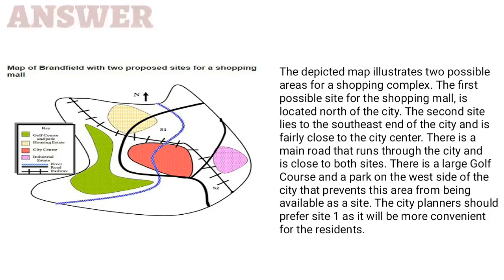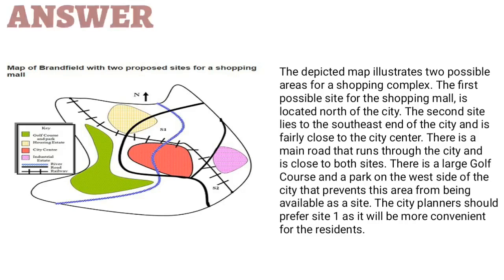The depicted map illustrates two possible areas for a shopping complex. The first possible site for the shopping mall is located north of the city. The second site lies to the southeast end of the city and is fairly close to the city center. There is a main road that runs through the city and is close to both sites.